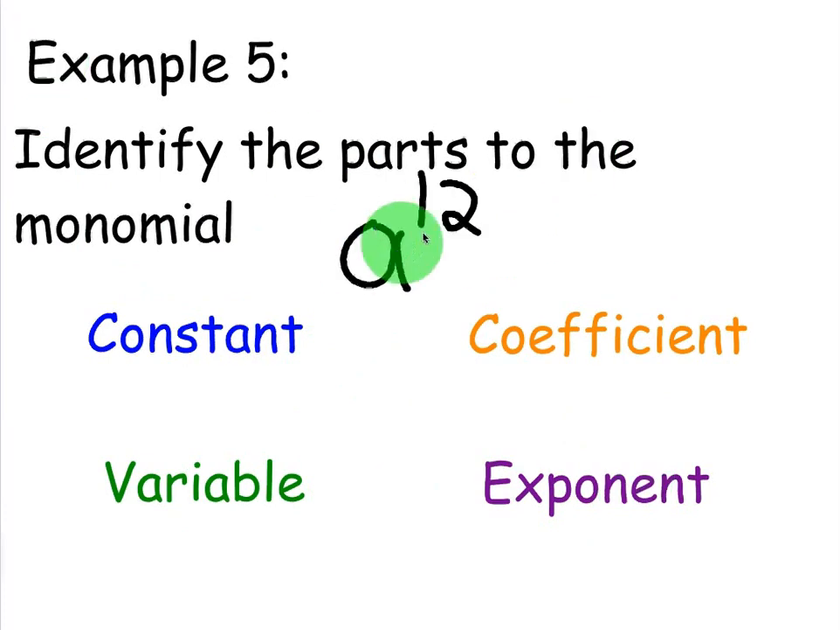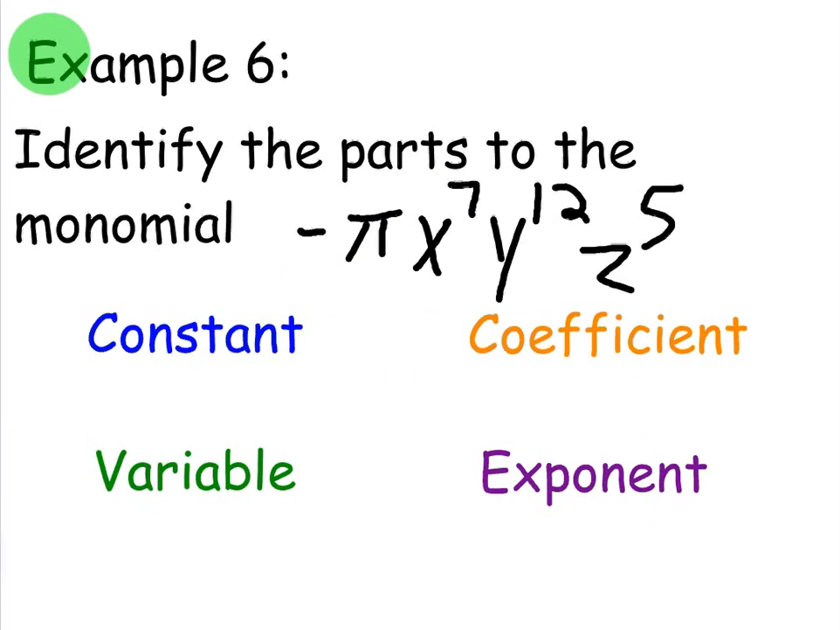Next, we have a to the 12th. First of all, are there any constant numbers here? Yes, 12 is a constant, but it's up and to the right of the variable, so it makes it the exponent. Coefficient. Well, is there a number in front of the variable? No. So for this one, there is no coefficient. And finally, variable. The variable is a, and so that's it. This one has a variable and an exponent. So you can see, monomials have different combinations of components. You have to make sure the exponents are whole numbers, and there's no plus or minus signs. That's the two biggest things you want to look out for.